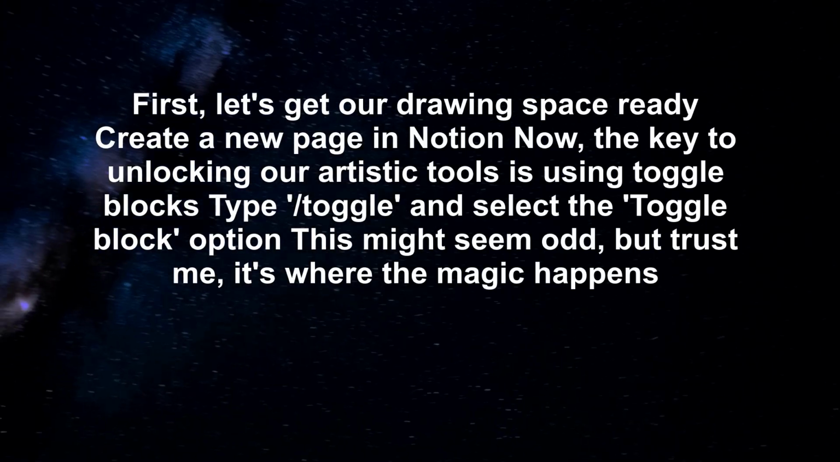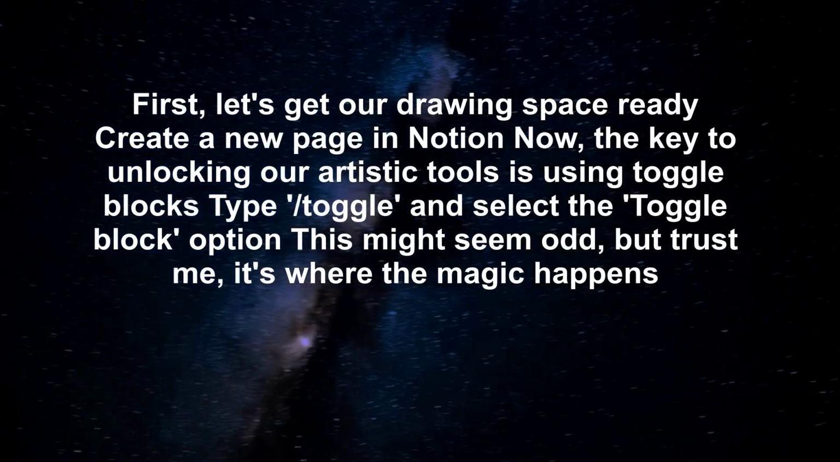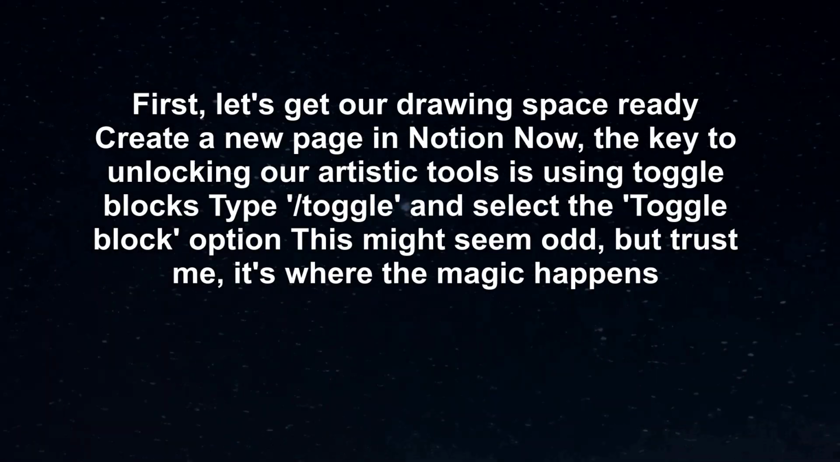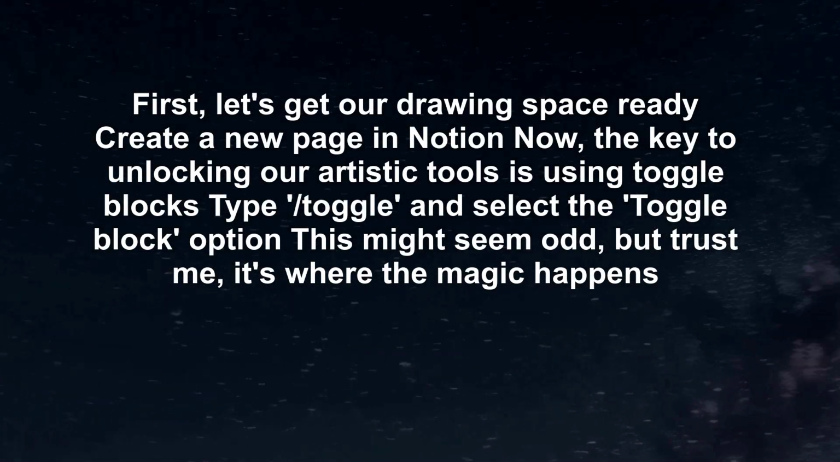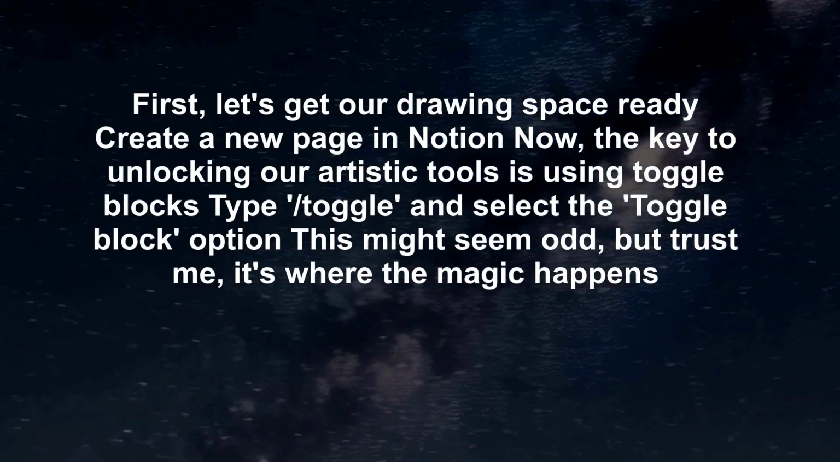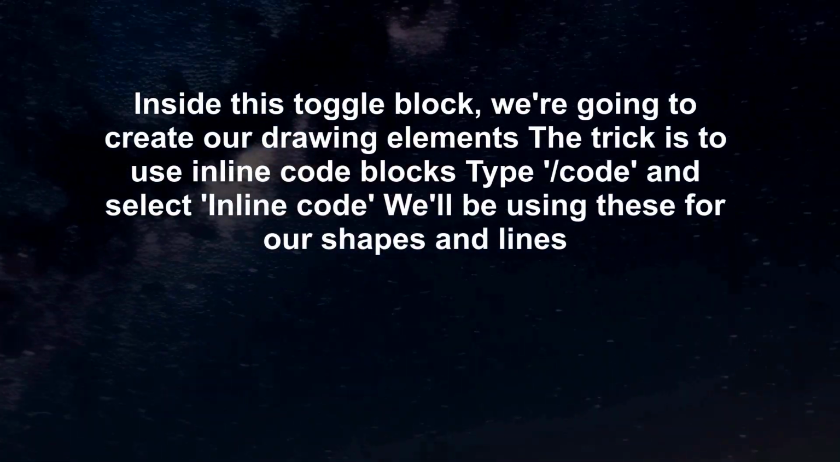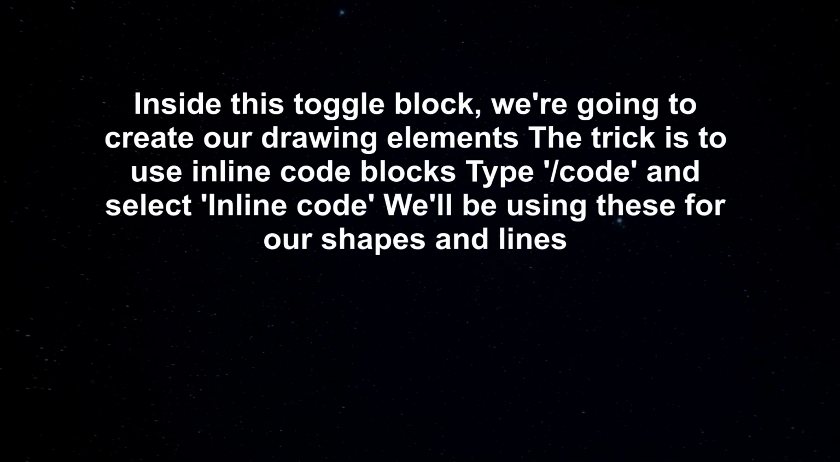The key to unlocking our artistic tools is using toggle blocks. Type toggle and select the toggle block option. This might seem odd, but trust me, it's where the magic happens. Inside this toggle block, we're going to create our drawing elements.